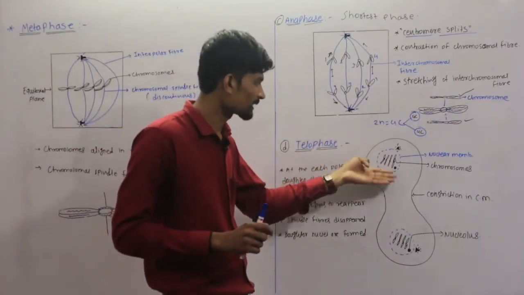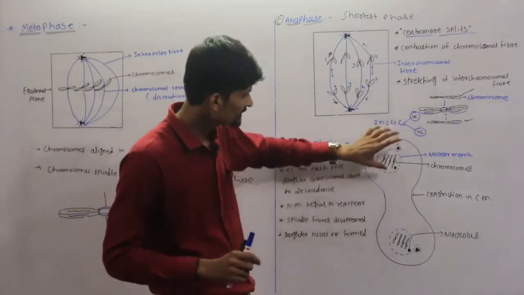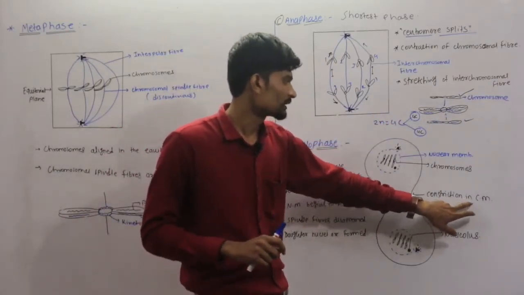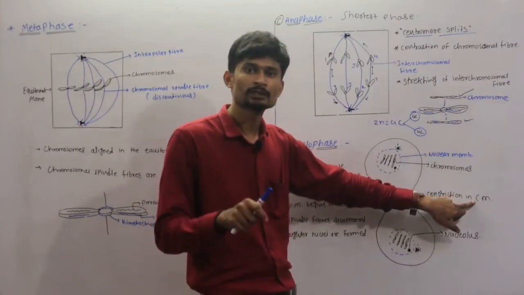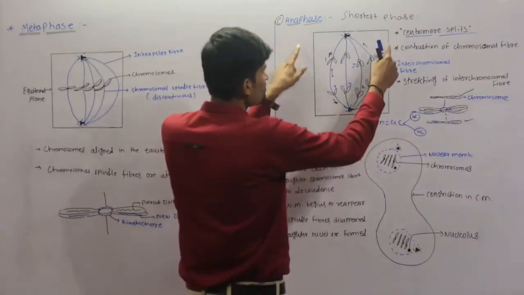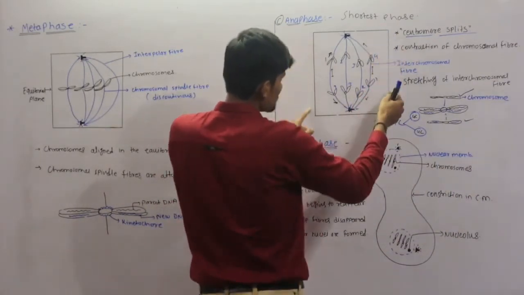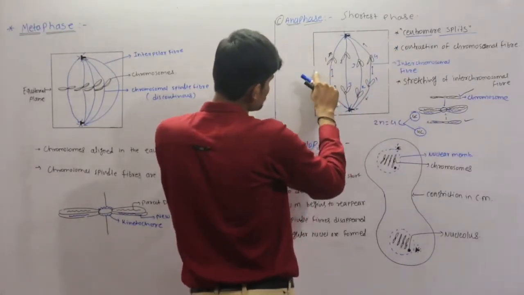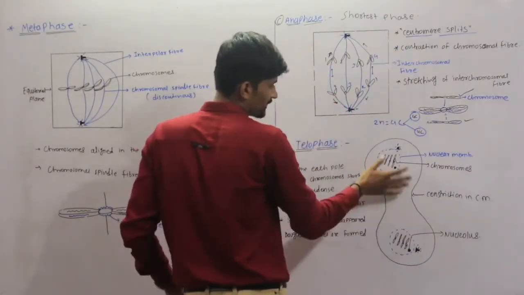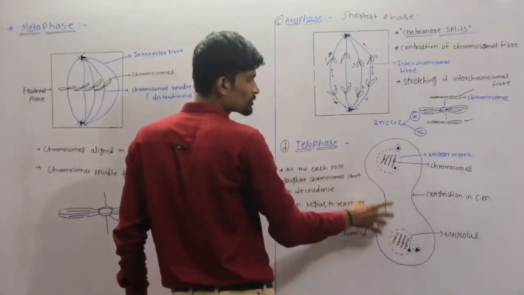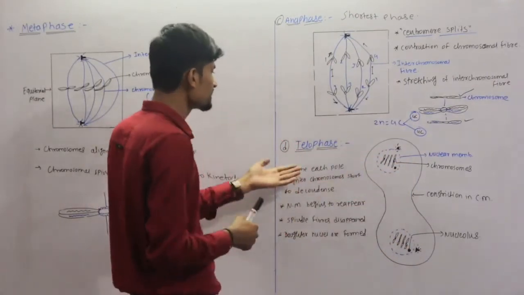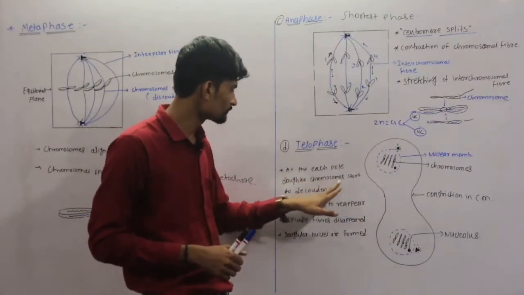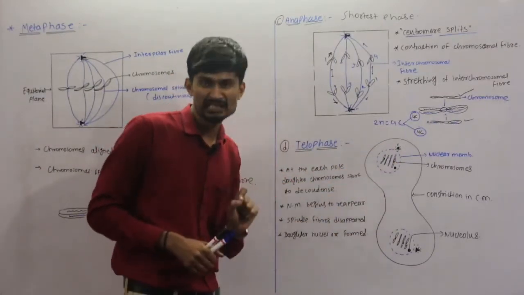Finally the chromosomes have reached their respective poles. These are the two poles, and the constriction in the cell membrane starts in telophase. This cell membrane starts to constrict, and due to this constriction there is a formation of two separate poles. And at each pole, daughter chromosomes start to decondense again.